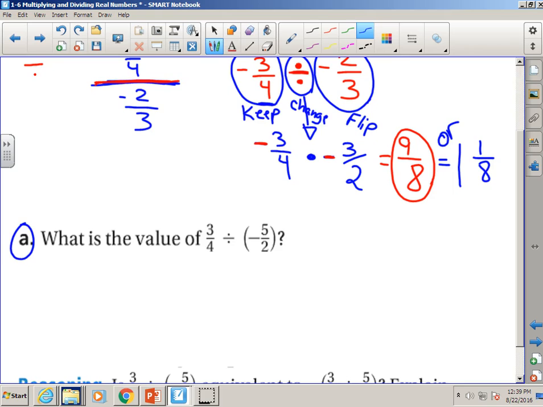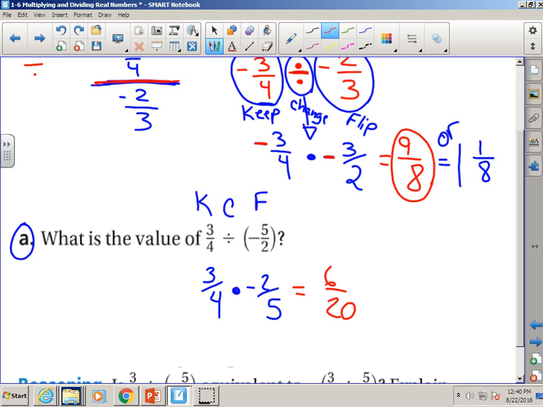So we have 3/4 divided by negative 5/2. We're going to keep, we're going to change, and we are going to flip that one. So keep 3/4. That stays 3/4. We're going to change the division to times. And we're going to flip the negative 5/2. Now it's going to be negative 2/5. Keep, change, flip. Once you do the keep, change, flip, you're ready to multiply. All division of fractions will change to a multiplication problem. Again, without looking at the signs, just 3 times 2 is 6. 4 times 5 is 20.